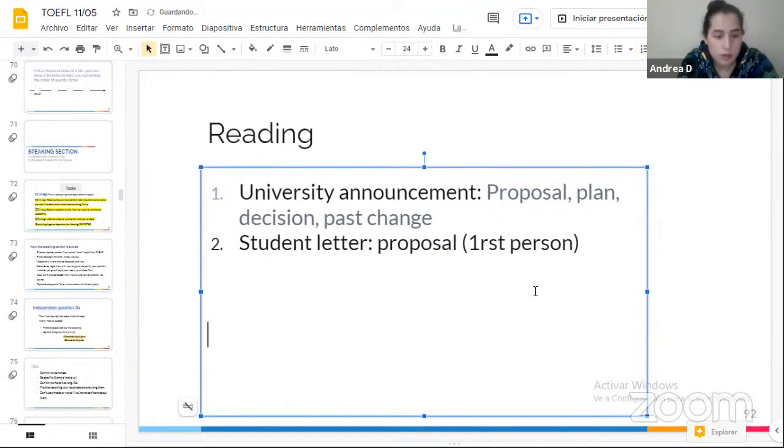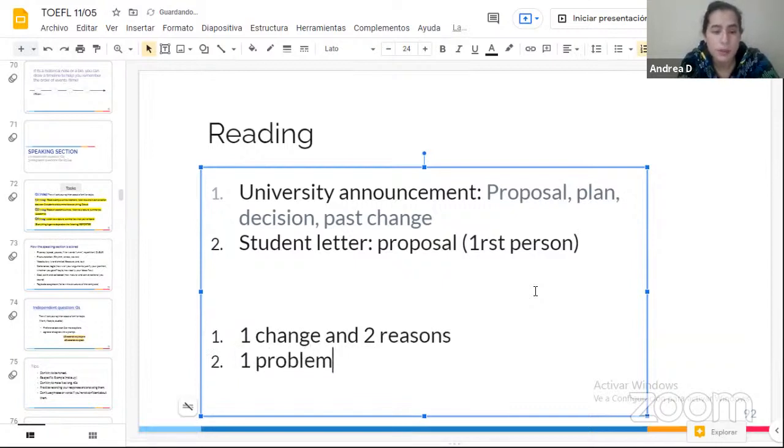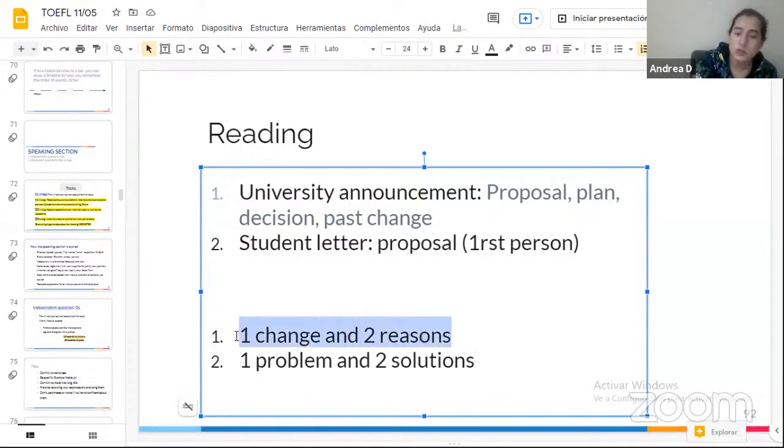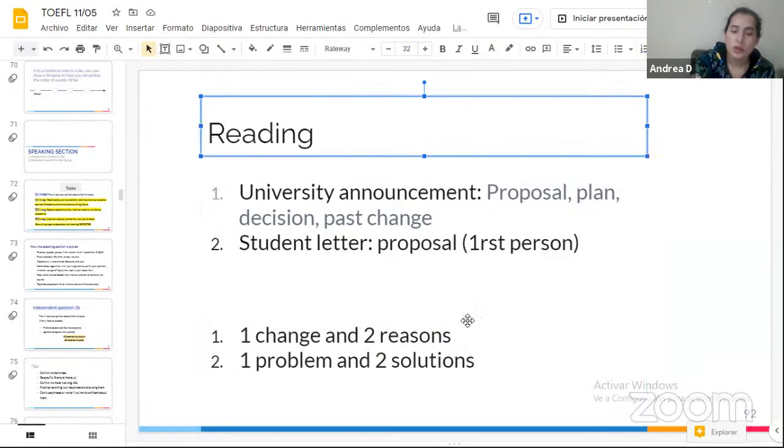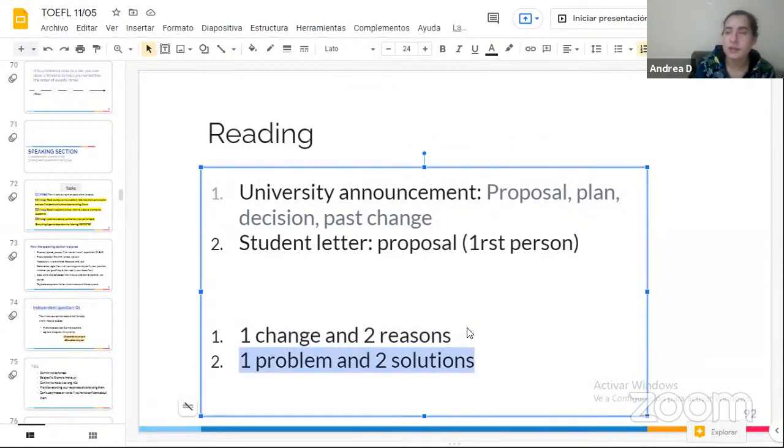Okay, so it could be a change, one change, and two reasons, or it could be a problem, one problem and two solutions. Okay, so those are all the options you got. Could be a university announcement, a student letter, and you could have one change and two reasons, the most common one, or one problem and two solutions. So one problem and two solutions will be something like, so I've noticed that the bus service is not so good. So I'm proposing we do these changes, that we buy more buses and that we eliminate this area maybe.